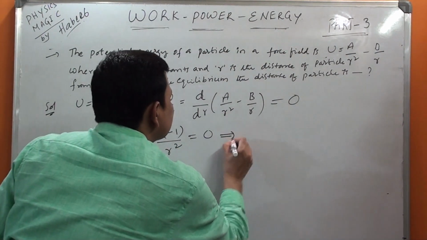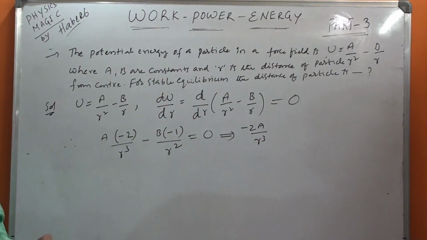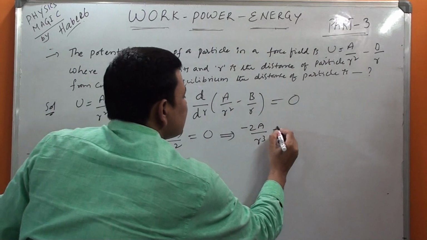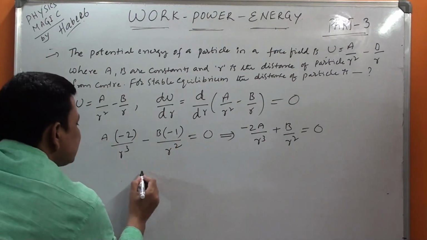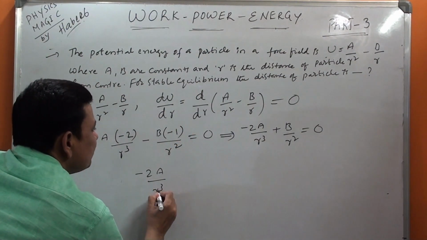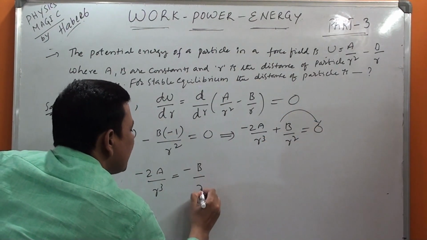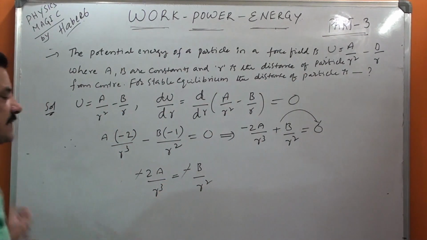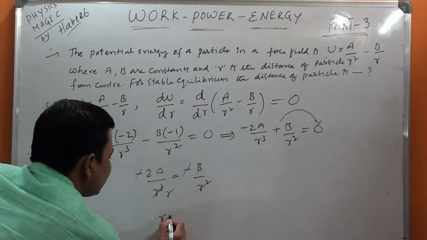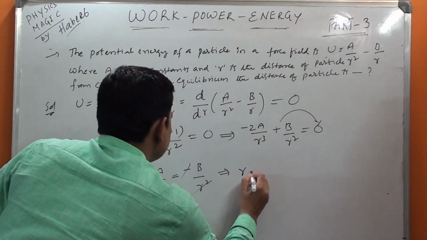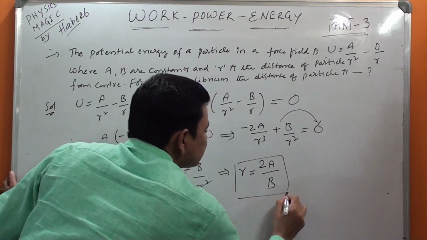Then if you simplify further, minus 2a by r cube, minus into minus, plus b by r square is equal to 0. Now minus 2a by r cube is equal to, taking this to the other side, minus b by r square. Then minus minus gets cancelled. Then r square goes into r cube, r times. Therefore r is equal to 2a by b. So we found the distance.